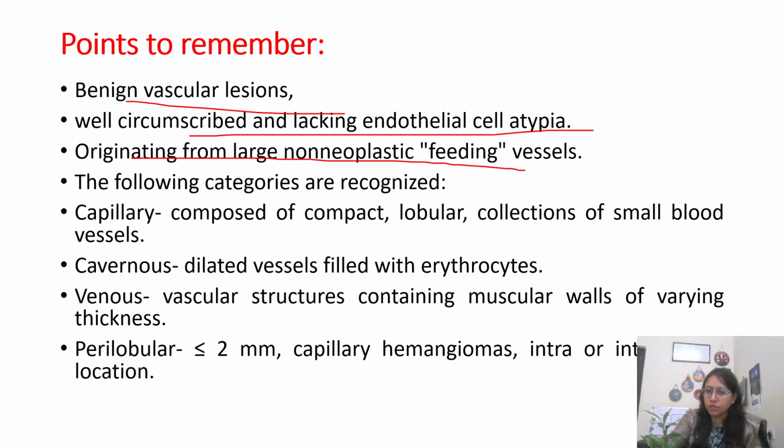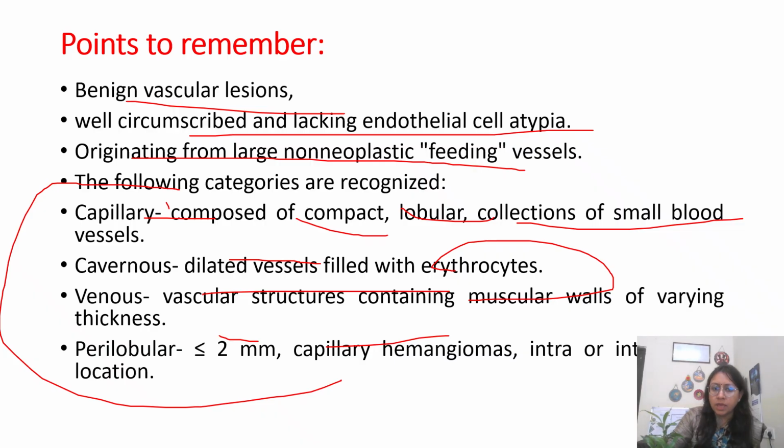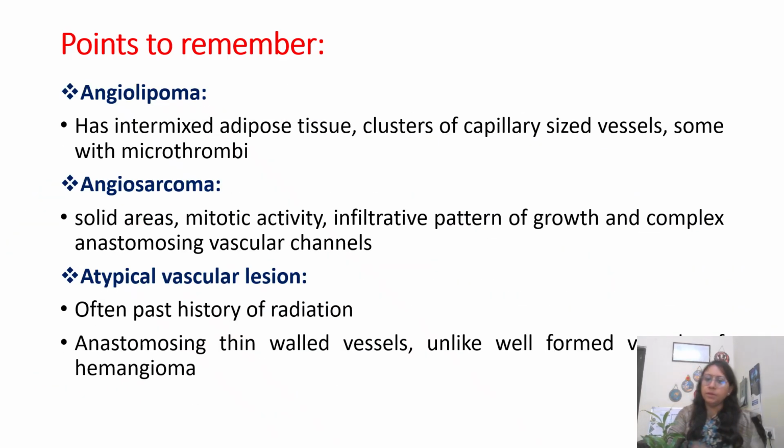Originating from large non-neoplastic feeding vessels, hemangiomas are basically of different types. It can be capillary hemangioma, which we saw here, composed of a compact lobular collection of small blood vessels. In cavernous, I'll show you the picture in the next lecture. These are dilated vessels filled with erythrocytes, large dilated vessels. Then in venous, we see vascular structures containing a muscular wall of varying thickness, and perilobular hemangioma is also there, with vessels of less than 2 millimeter, capillary hemangiomas being intra or interlobular in location. So capillary hemangioma is what we saw on the back of the patient.